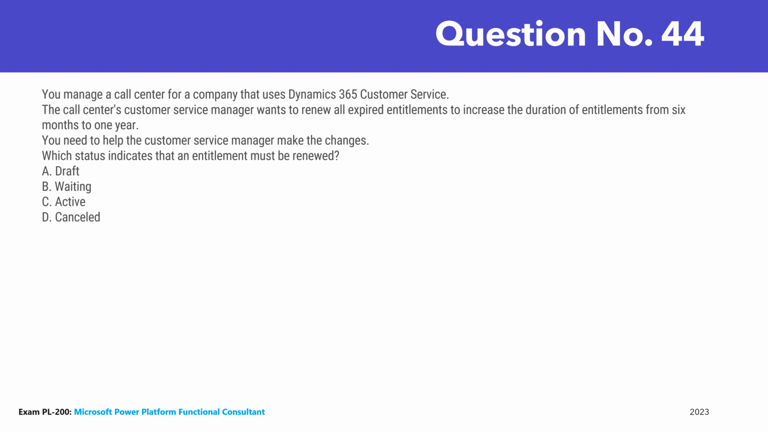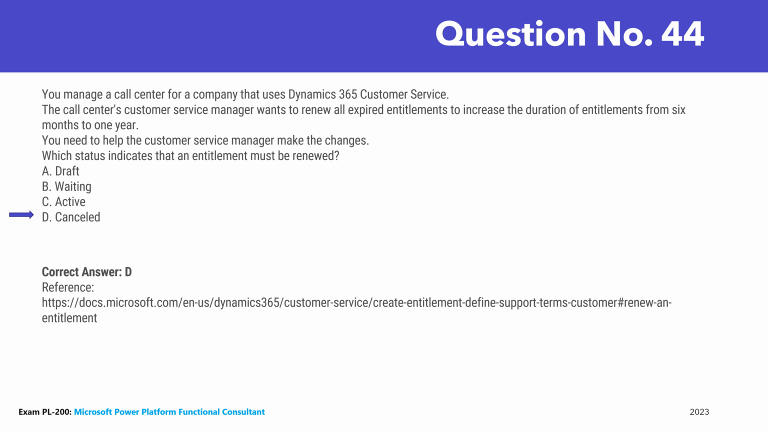You manage a call center for a company that uses Dynamics 365 Customer Service. The call center's customer service manager wants to renew all expired entitlements to increase the duration of entitlements from 6 months to 1 year. You need to help the customer service manager make the changes. Which status indicates that an entitlement must be renewed? A. Draft. B. Waiting. C. Active. D. Cancelled. Correct answer, D.